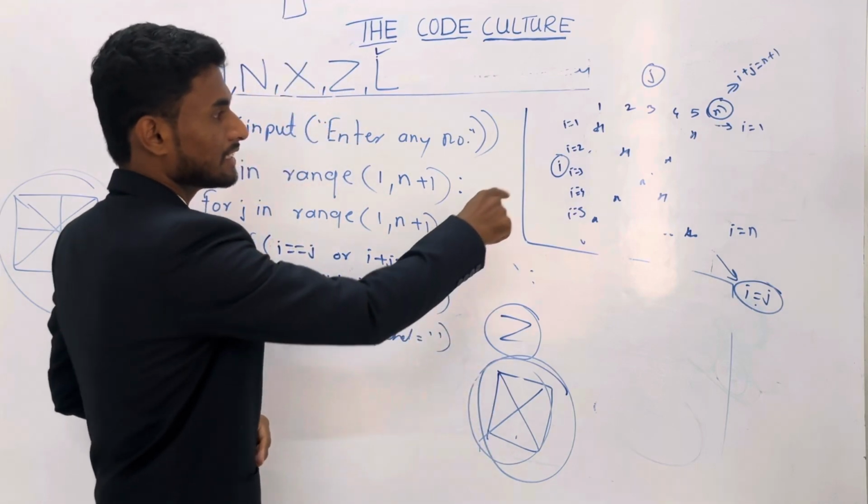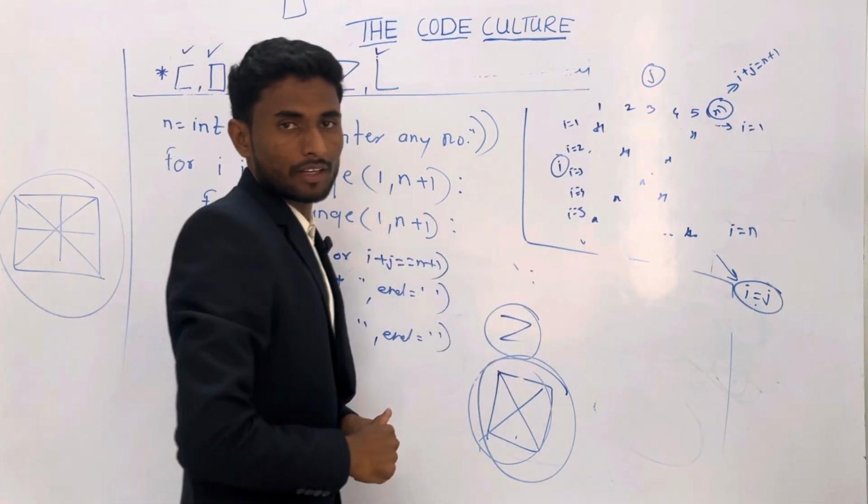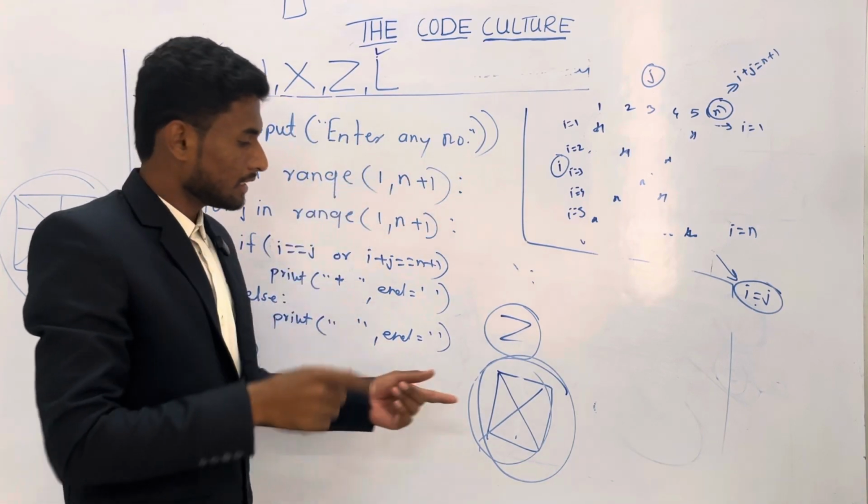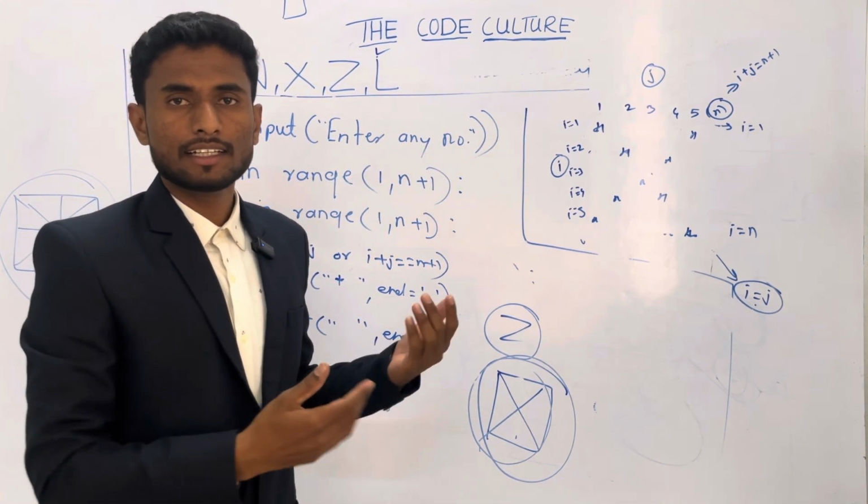In the next lecture, we'll see the plus symbol and all the alphabets based on the plus symbol, as well as these 6 equations. We'll see it in the next lecture.